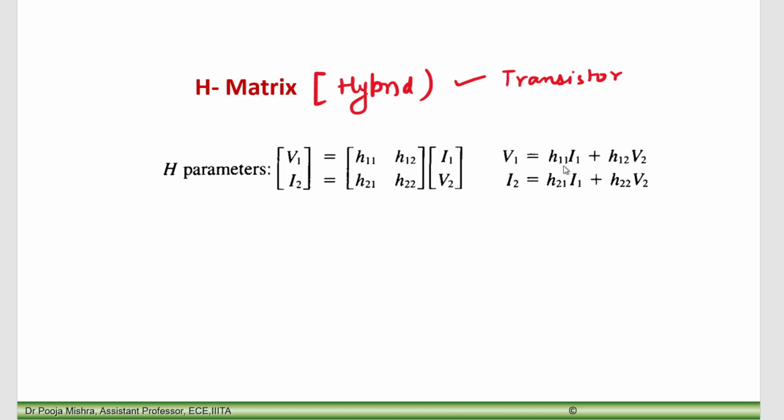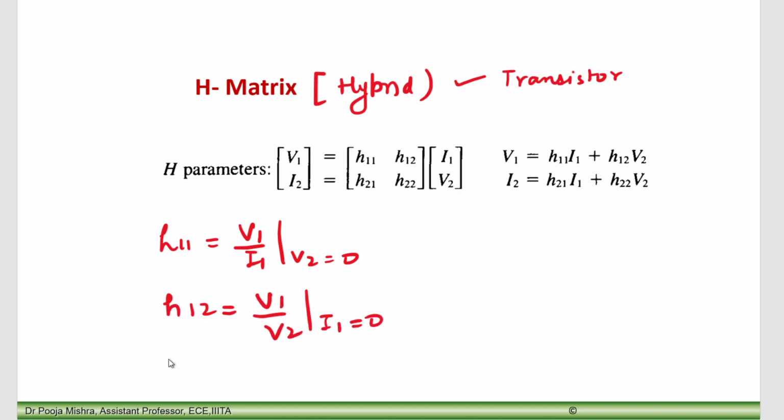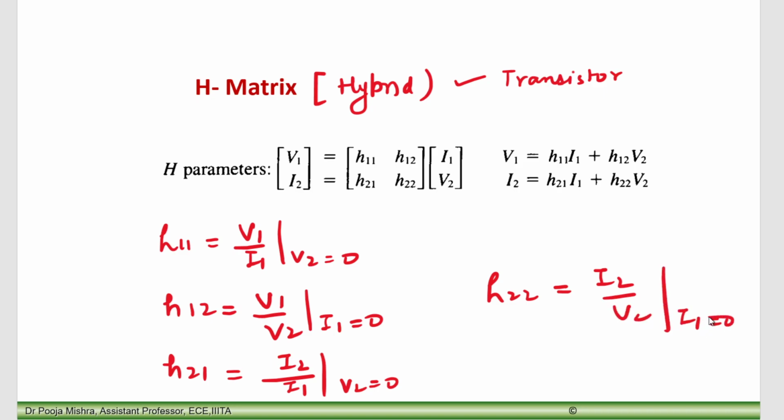So these are the equations of the hybrid parameter. V1 is equal to H11 I1 plus H12 V2, and I2 is equal to H21 I1 plus H22 V2, where H11 will be equal to V1 by I1 when V2 is equal to 0. H12 is equal to V1 by V2 when I1 is equal to 0. H21 is equal to I2 by I1 when V2 is equal to 0, and H22 is equal to I2 by V2 when I1 is equal to 0.